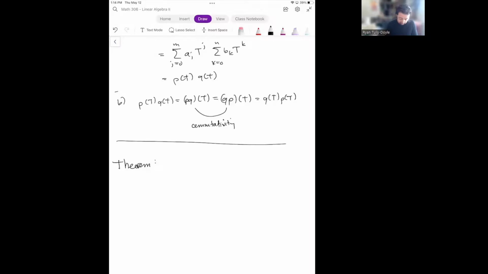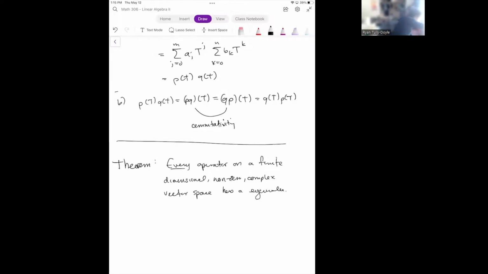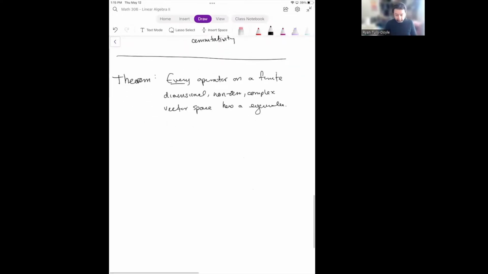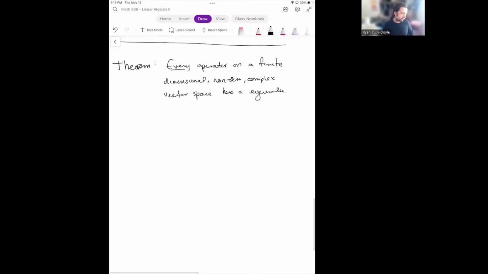And it says every operator on a finite dimensional non-zero complex vector space has an eigenvalue. Sorry, that's gross, I know.